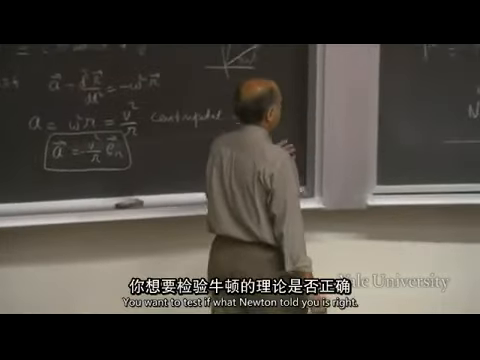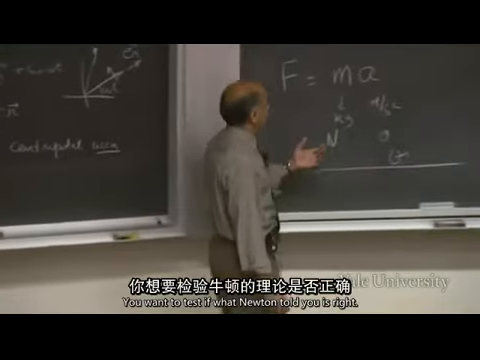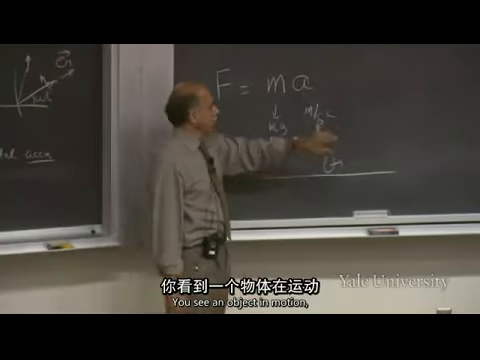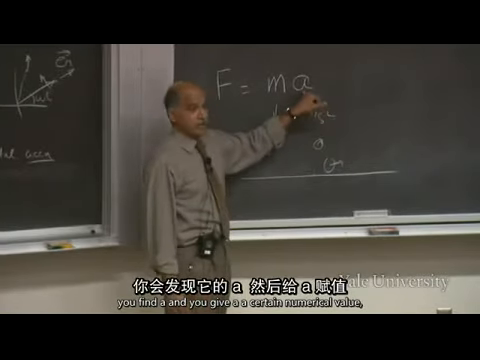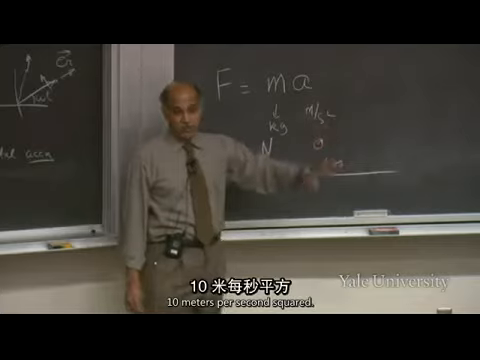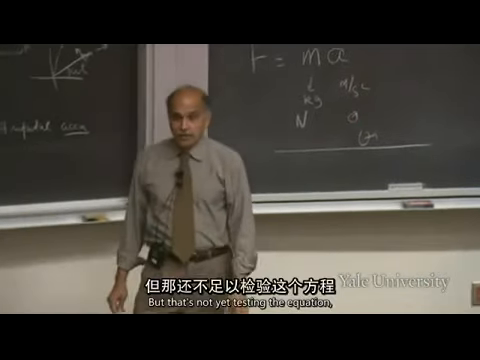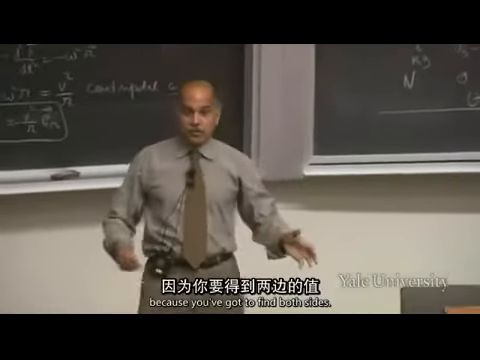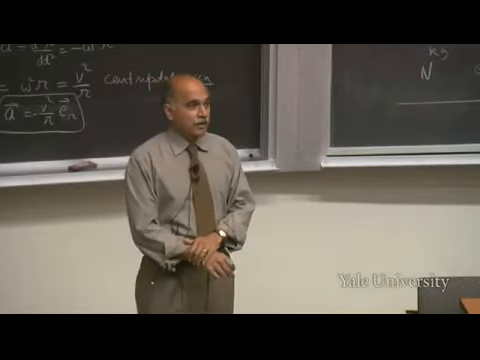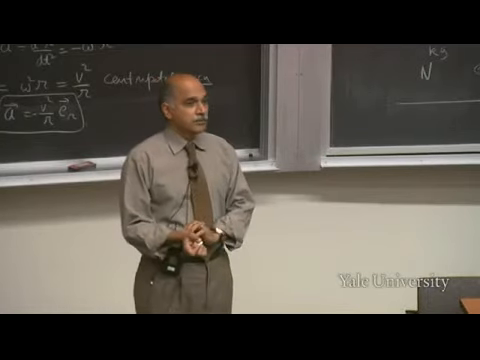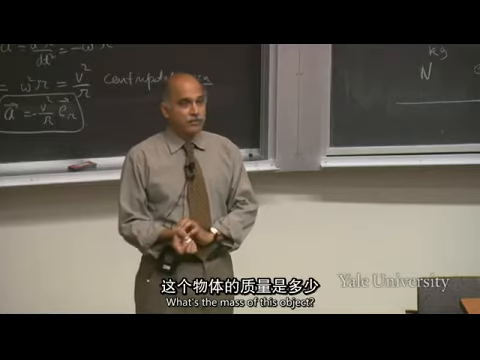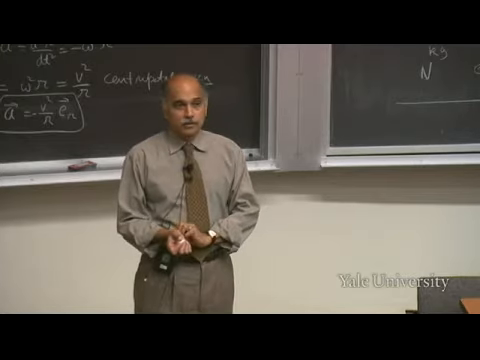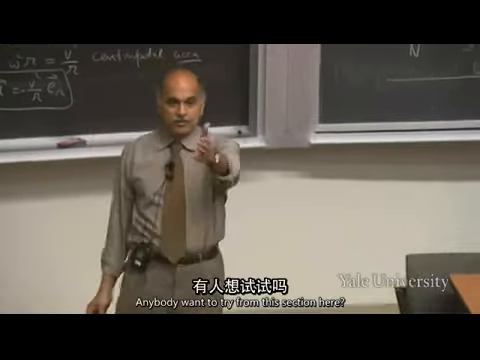So you want to test if what Newton told you is right. You see an object in motion, you find a, and you give an a certain numerical value, 10 meters per second squared. But that's not yet testing the equation, because you've got to find both sides. So what about the mass? What's the mass of this object? Anybody want to try from this section here?